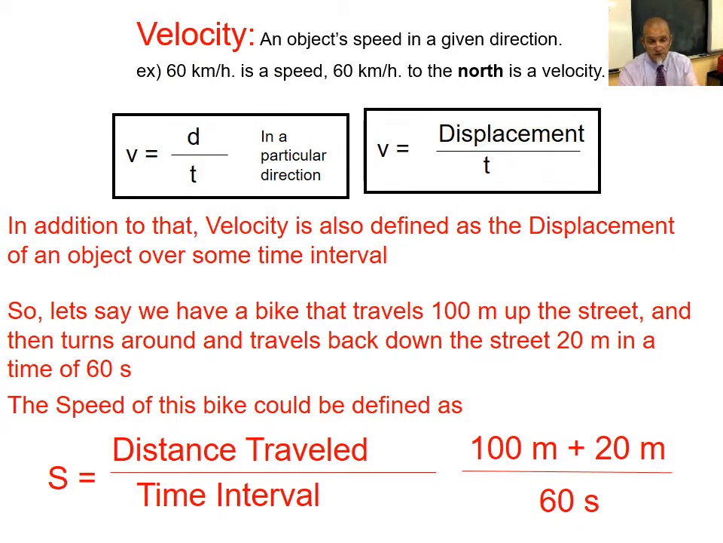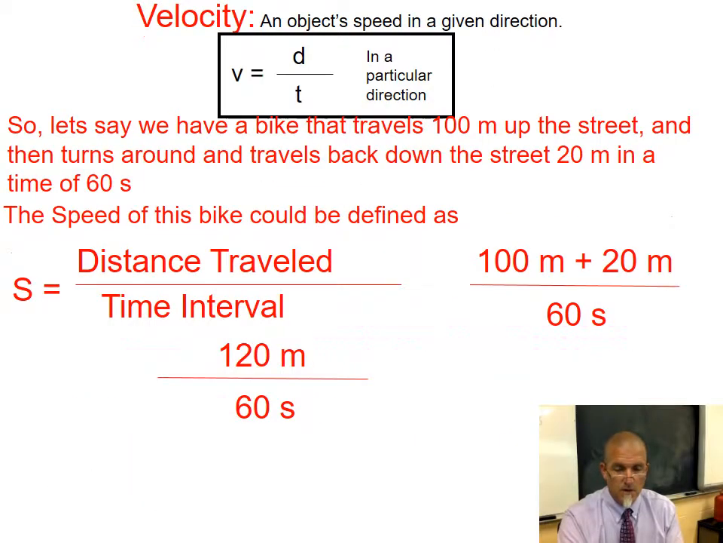It travels 100 meters up the street. It travels 20 meters back down the street, of course, in 60 seconds. Traveling a total distance now of 120 meters in 60 seconds. And of course, 120 meters divided by 60 seconds would give us 2 meters per second for our final speed.